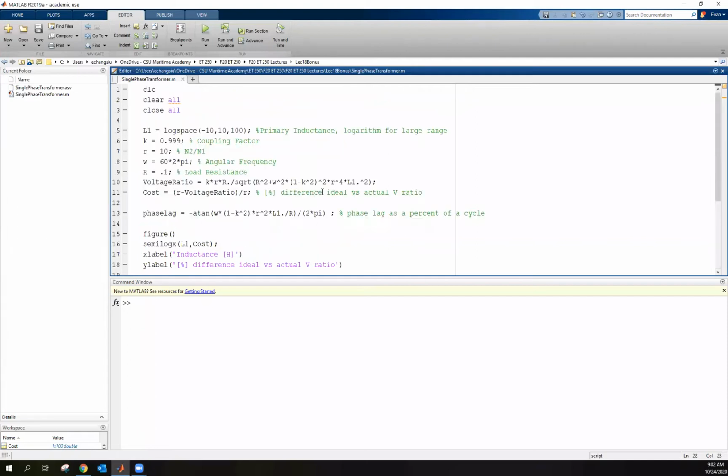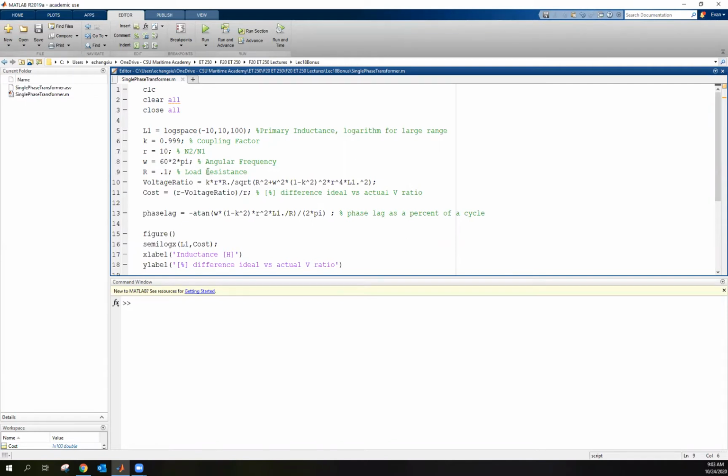All right, so here's my MATLAB script. And you look at this and wonder, what am I doing here? I'm creating a huge log space with a range from 10 to the -10 to 10 to the 10 and making 100 points, right? I'm setting my coupling factor as 0.99. And in this case, I'm saying, let's make the ratio N2 over N1 10. So it's a step up. And let's say omega corresponds to 60 Hz, so this is about 377.